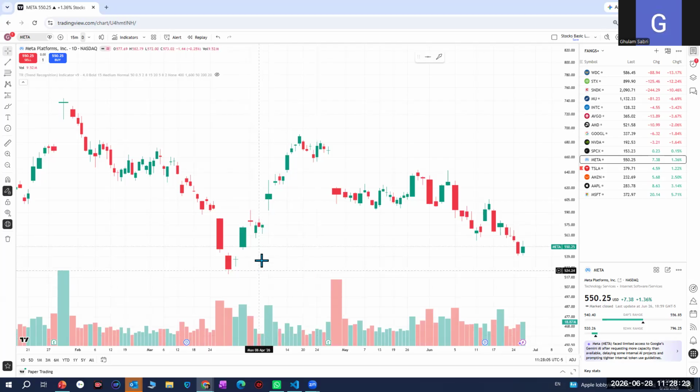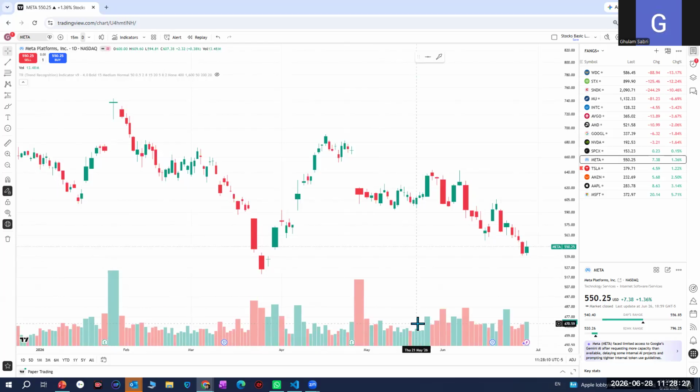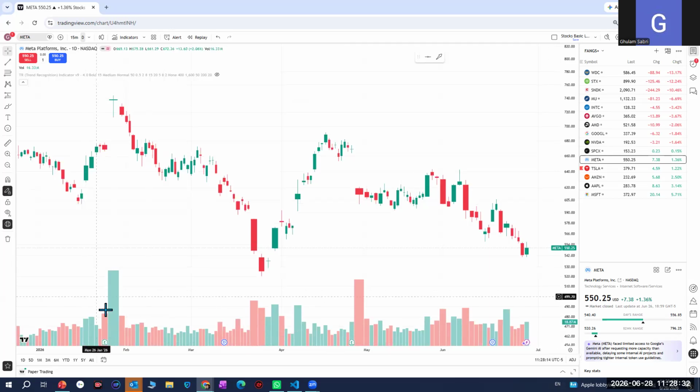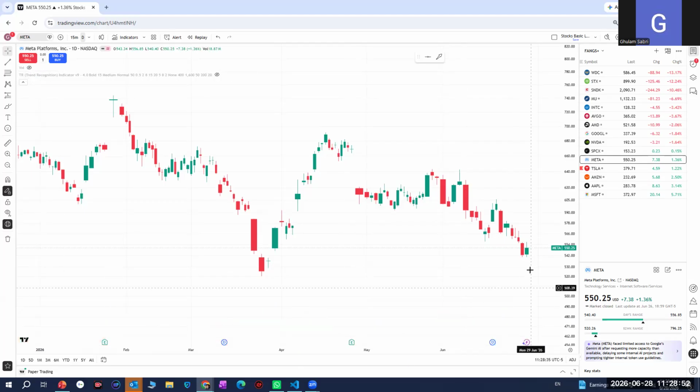If you want to see the volume impact rather than having the volume as a separate indicator in the second panel, you can select the volume candles, and the volume impact will be shown on the candles themselves. All right, so for the time being, I can add as many indicators as I want in the bottom panel. I will hide this volume indicator for the sake of simplicity.